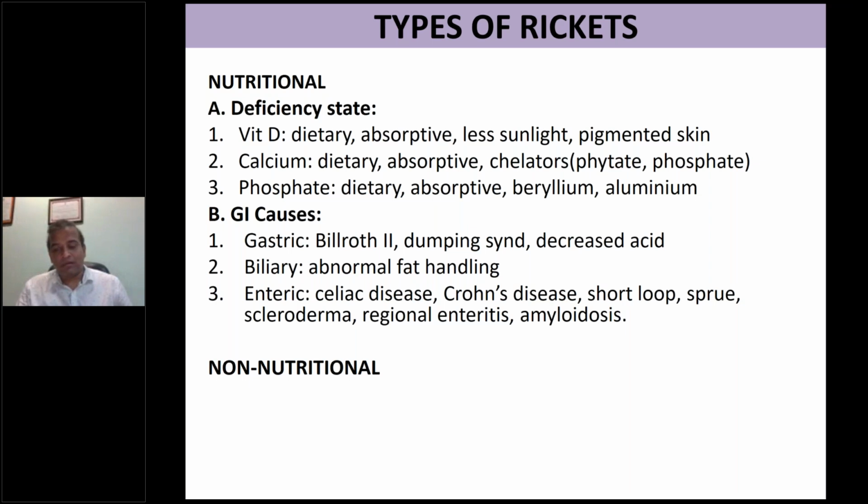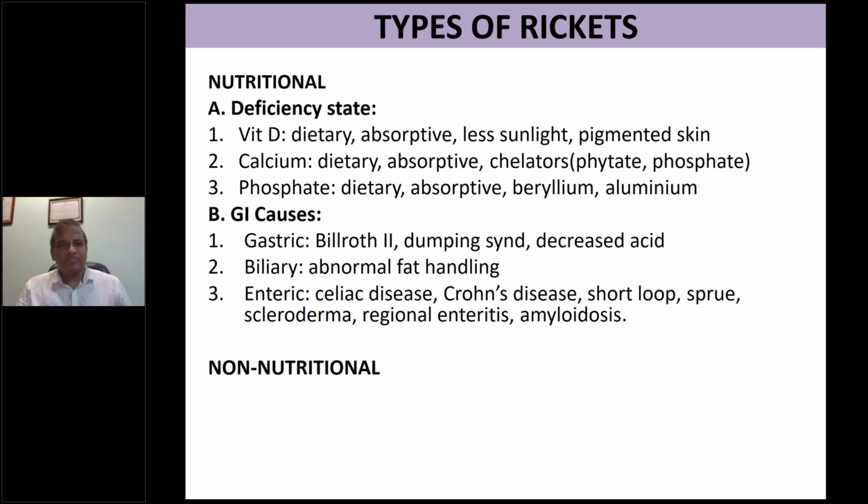It can be calcium deficiencies related to even drug intake, which can chelate the calcium, apart from dietary or absorptive issues, or it can be phosphate deficiencies. It can be because of various gastric causes, because of decreased acid production, decreased fat handling, or enteric disease. But these are more commonly seen in osteomalacia rather than children. The non-nutritional group of rickets is an entirely different group, which manifests almost the same, but usually a bit late in presentation, and that will come later.